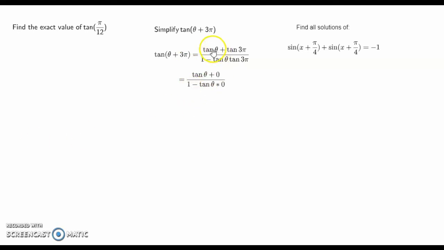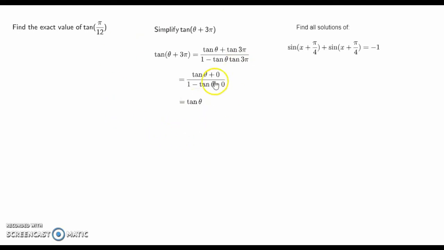Now we just evaluate all this. Tangent of theta has to remain the same. Tangent of 3 pi is 0. This is equivalent to pi. It's coterminal with pi. And that also gives us our values down here. Well, tangent times 0 is nothing. Tangent plus 0 is tangent theta. So we have tangent theta over 1. And so our answer is tangent theta.